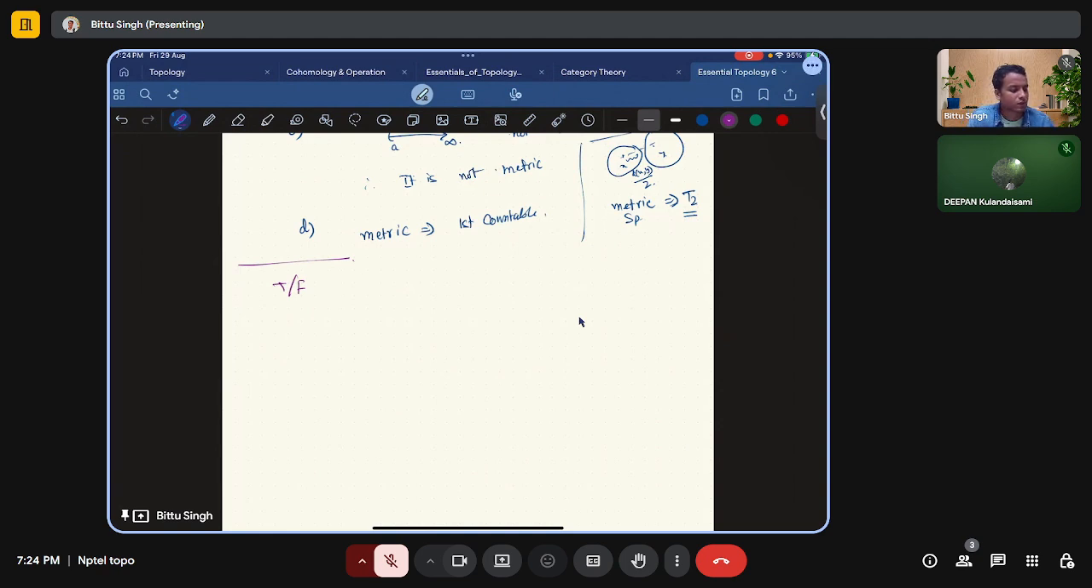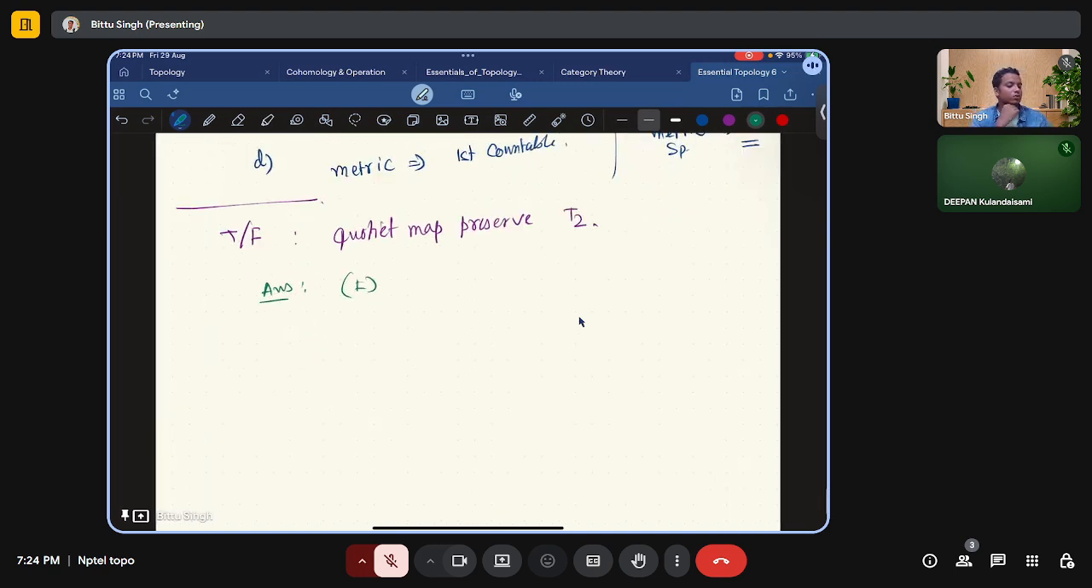But what about quotient? The statement says quotient map preserves Hausdorff property. Is it true? So the answer is false. This is not true. Why is this not true?